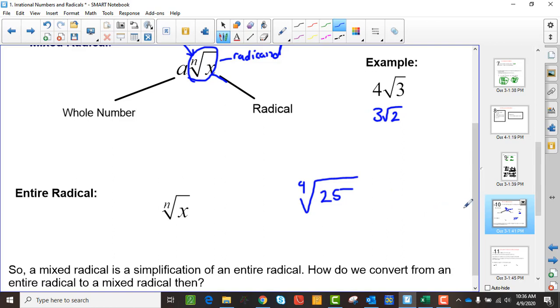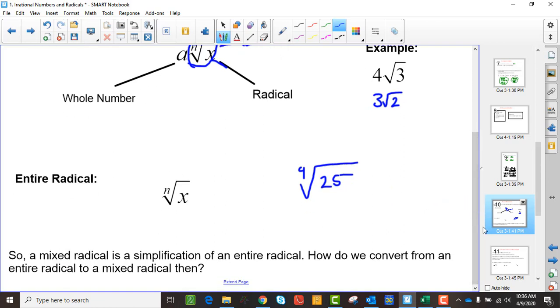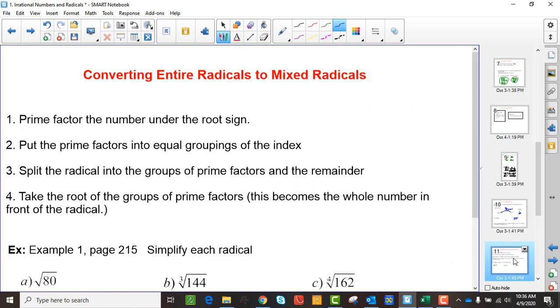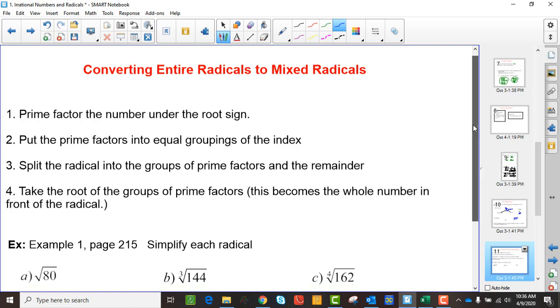And we want to know, how do we go from one to the other? How do we go from an entire radical to a mixed radical? In other words, where does this number come from out front? So to do that, we're going to prime factor the number under the root sign, put the prime factors into equal groupings of the index, and then split the radical into groups of prime factors and the remainder, and take the root of the groups of prime factors. And you might think, what in the world are you talking about? But hopefully you remember, first of all, how to prime factor.